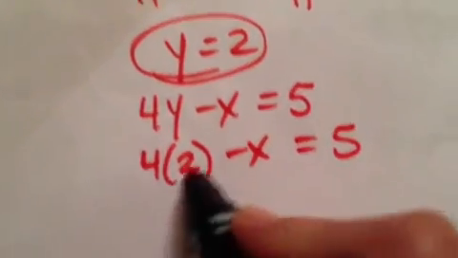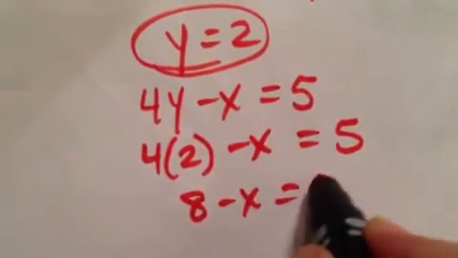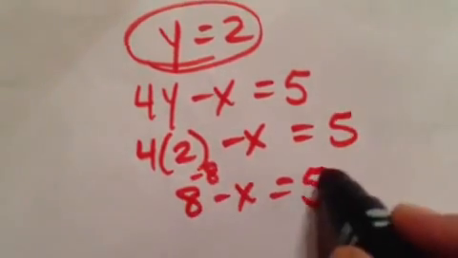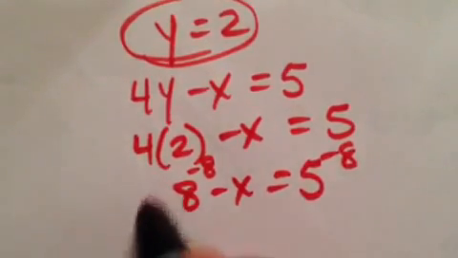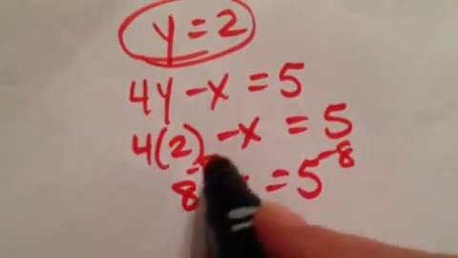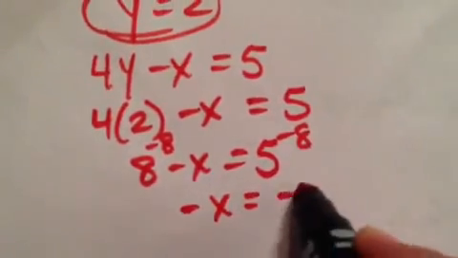Okay, so what does that give me? 8 minus x equals 5. I'm going to subtract 8 from both sides. Notice this is a positive 8. Right here, if you don't see anything, it's positive. So I need to do the opposite and subtract 8. So I've got negative x equals a negative 3.